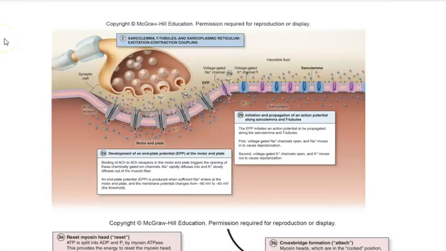All right, I need you to know the molecular process of muscle contraction. So remember, an action potential travels down the axon of the neuron, and it reaches the synaptic knob. Then calcium channels are going to open up, and calcium is going to flood into the synaptic knob. What that's going to do is trigger the release, or the exocytosis, of acetylcholine. Acetylcholine is going to bind to acetylcholine receptors at the motor end plate on the muscle cell.